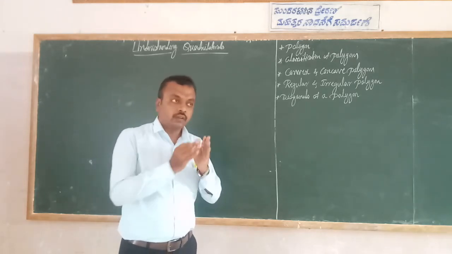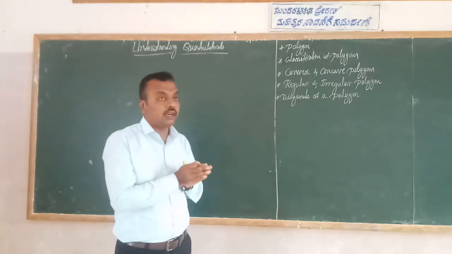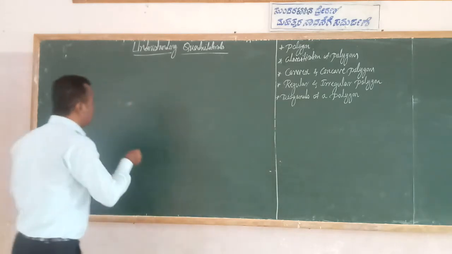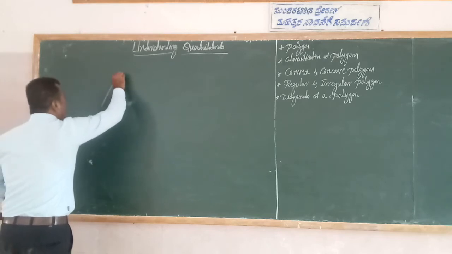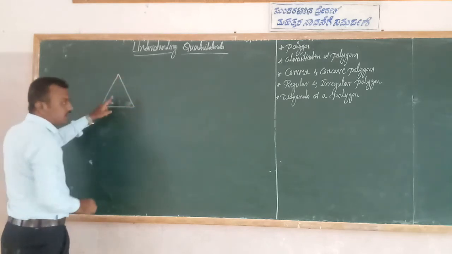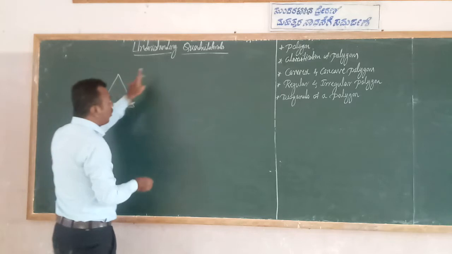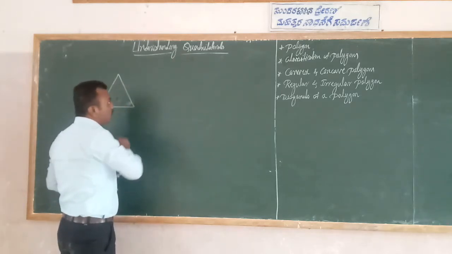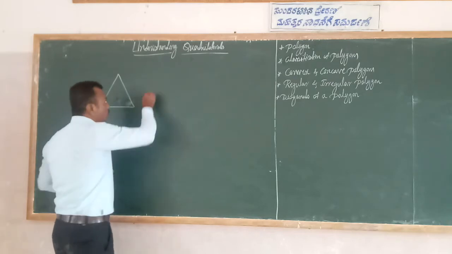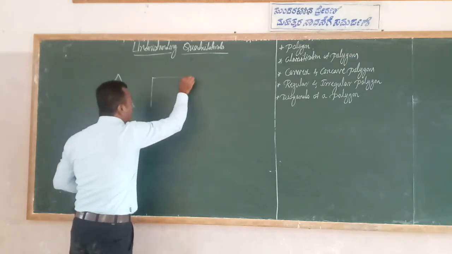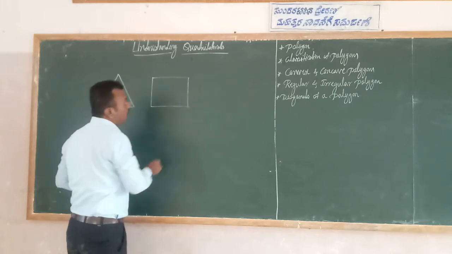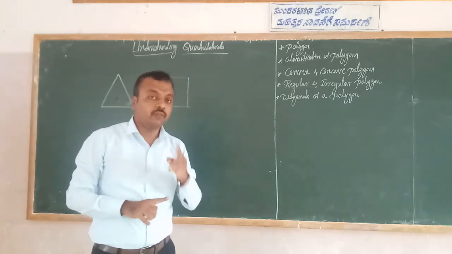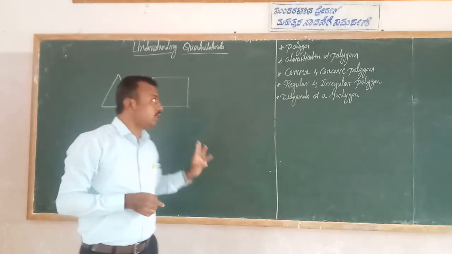Before we start the quadrilateral, we learned the triangle. Is it right? So what is the triangle? It has three sides. This is a triangle, and next we have to learn the quadrilateral. So what do you mean by quadrilateral? Quadrilateral means a closed figure bounded by four line segments. So it is called a quadrilateral.